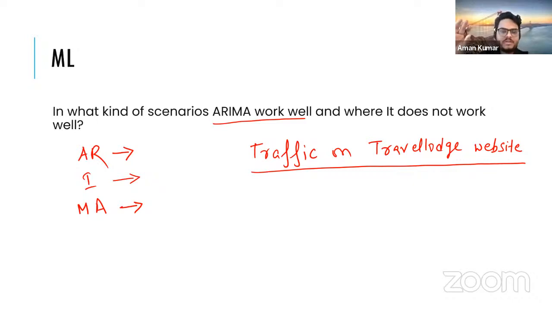And what we are discussing now is there is a famous time series model, almost a go-to model for time series forecasting, ARIMA. We are discussing in what kind of scenarios ARIMA will work, and what kind of scenarios ARIMA may not work well. One use case here is if I try to forecast traffic on the Travelodge website, will ARIMA work well in this case? Gopi is saying stock price prediction, ARIMA will not work well. Stock price prediction.